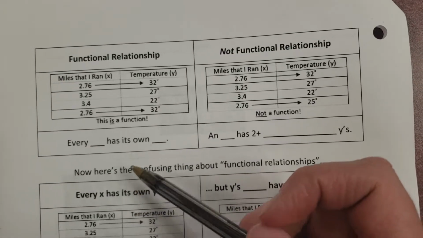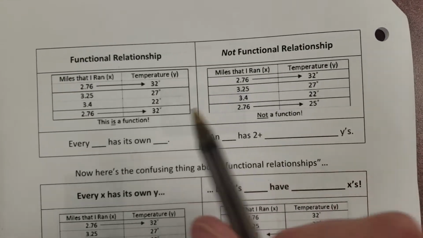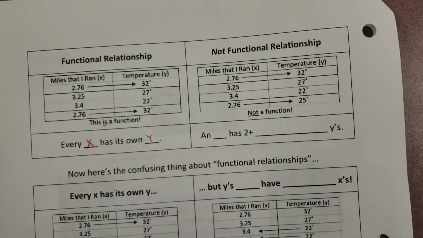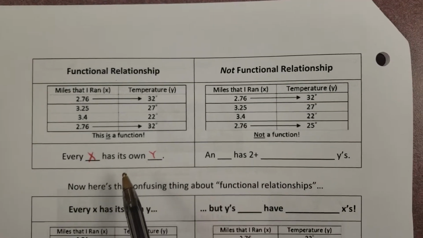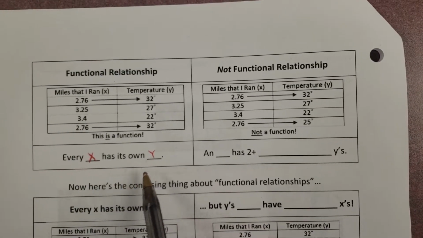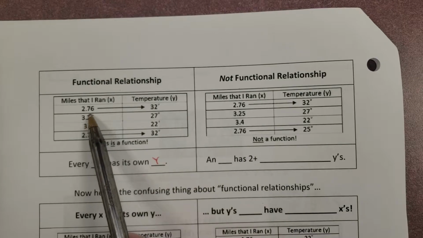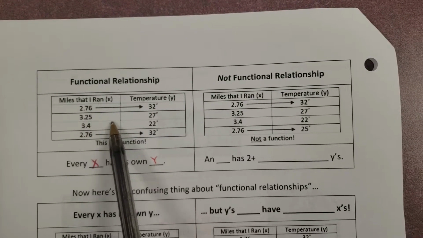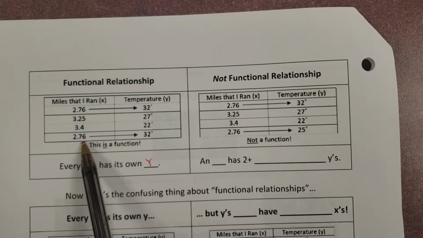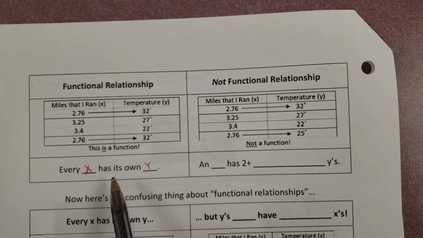Now, a functional relationship is different than a not functional relationship in that every X has its own Y. Pardon me, guys, sorry. This is where we kind of joke about people relationships, right? Every X has its own Y. That's a functional relationship. So I have 2.76 and it's with 32. 3.25 and it's with 27. 3.4 and that's with 22. Oh, 2.76 came up again, but it is still with 32, so that's okay. We still have a functional relationship.